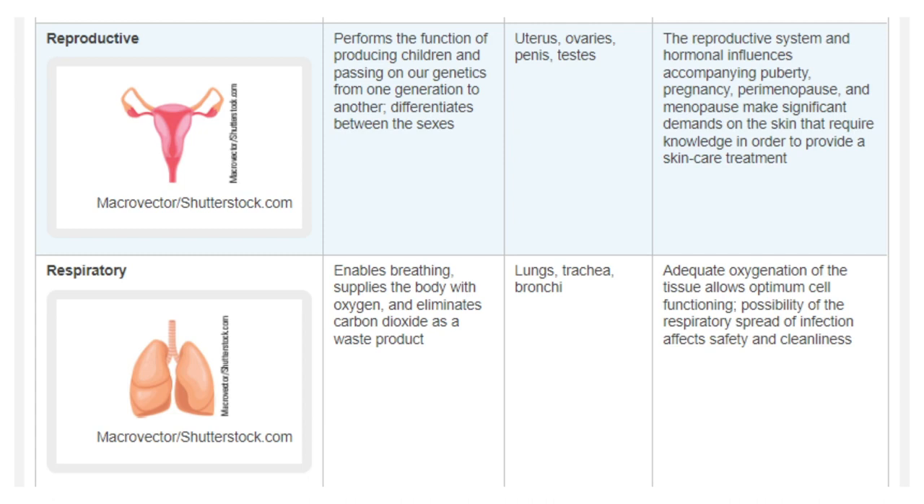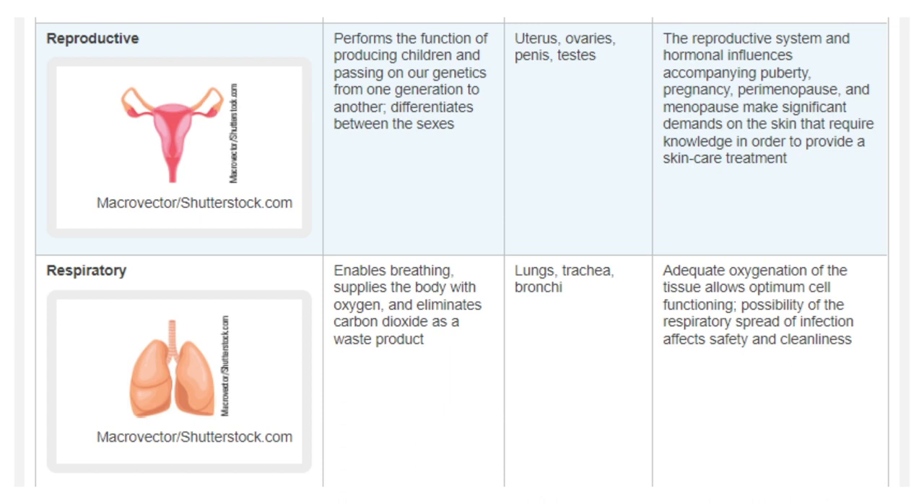Reproductive system. Functions: performs the function of producing children and passing on our genetics from one generation to another; differentiates between the sexes. Organs: uterus, ovaries, penis, testes. Why know this? The reproductive system and hormonal influences accompanying puberty, pregnancy, perimenopause, and menopause make significant demands on the skin that require knowledge in order to provide a skincare treatment.